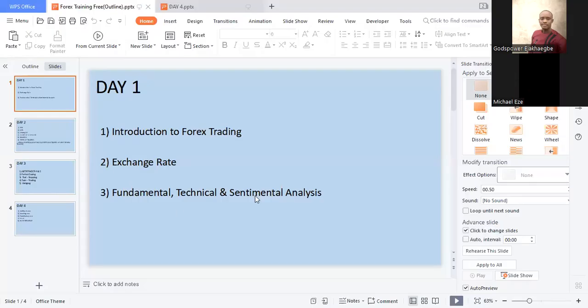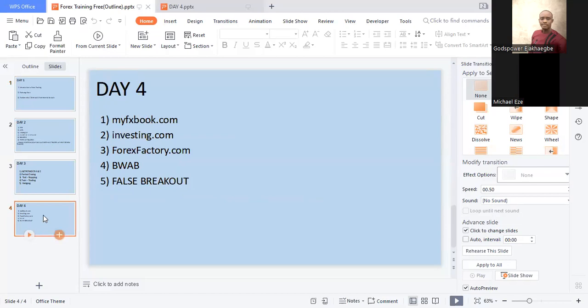I'm sure my screen is being shown. For today, we are going to look at myfxbook.com. We're going to go into investing.com. We'll look into Forex Factory. And at last, we'll look into support and resistance. You see that block? I will talk about that in the advanced class. So let's start with myfxbook.com.